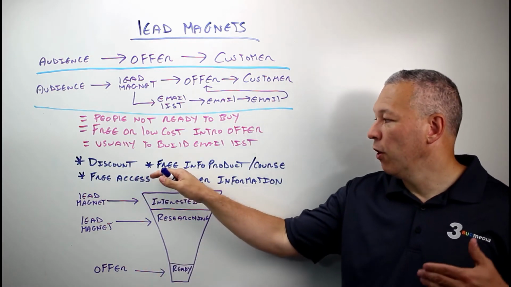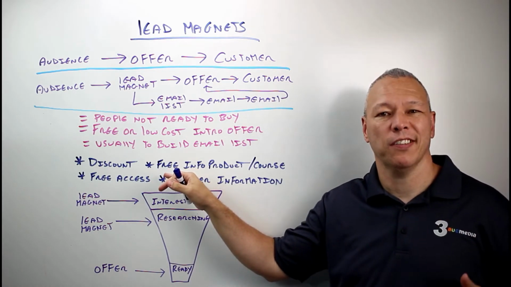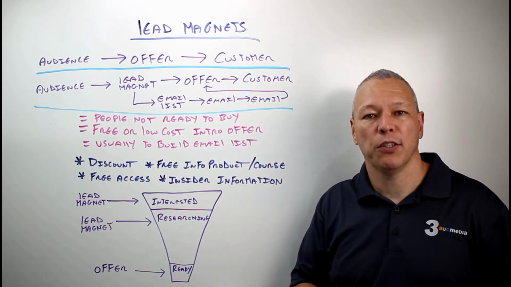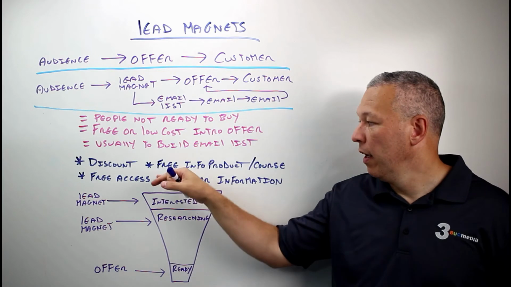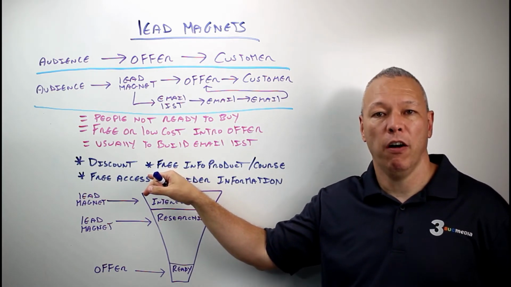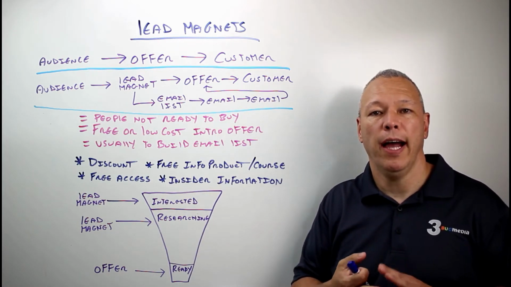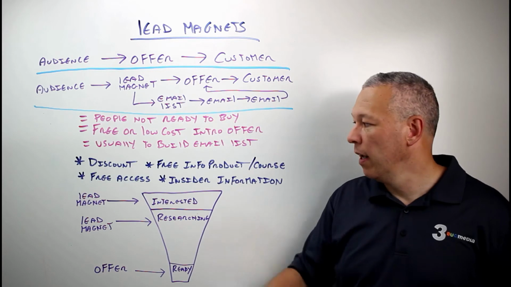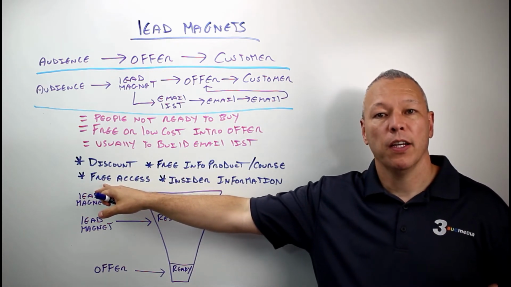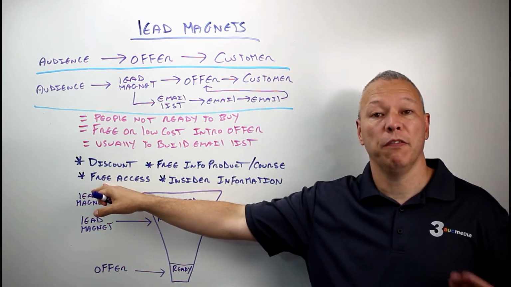Okay, you can also offer free info products, free courses. You'll see this a lot with service type businesses. So if you're a mortgage broker, financial planner, a marketer like me, a lot of times our lead magnets are some kind of free offer, whether it's a download, a free video course, access to a webinar, something like that. These are all lead magnets. You can offer free access as well. Maybe you have some kind of buyer's club, or maybe you have special inventory that comes in.